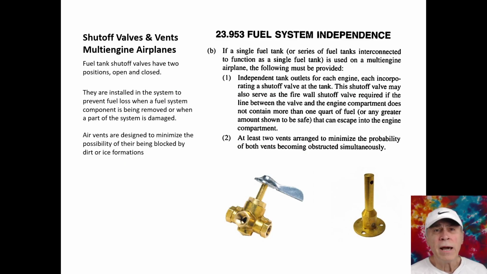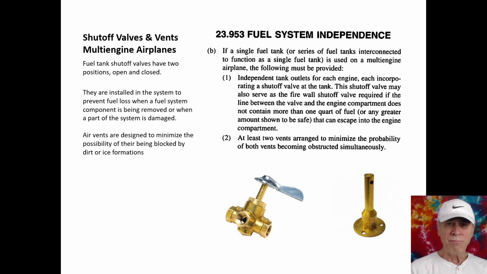23.953 requires fuel system independence. If a single fuel tank or series of fuel tanks interconnected to function as a single tank is used on a multi-engine aircraft, the following must be provided. 1. Independent tank outlets for each engine, each operating a shutoff valve at the tank. This shutoff valve may also serve as the firewall shutoff valve required if the line between the valve and the engine compartment does not contain more than 1 quart of fuel.